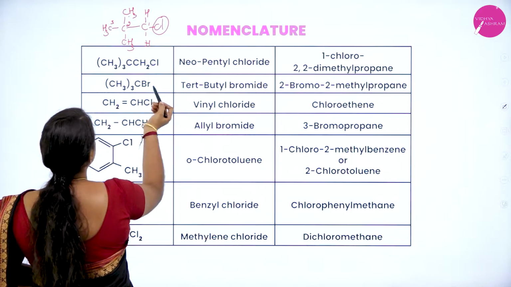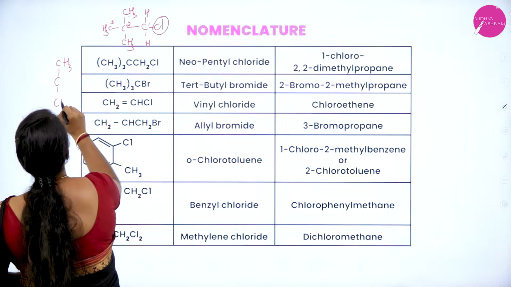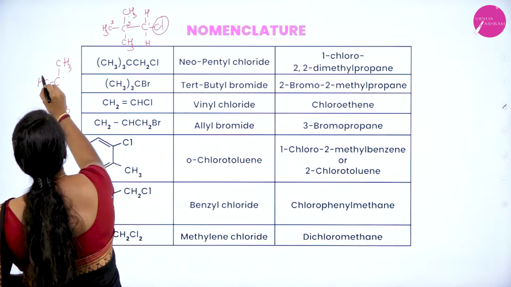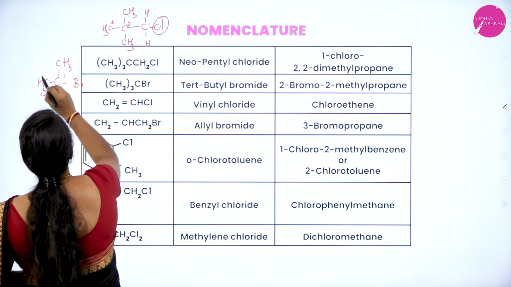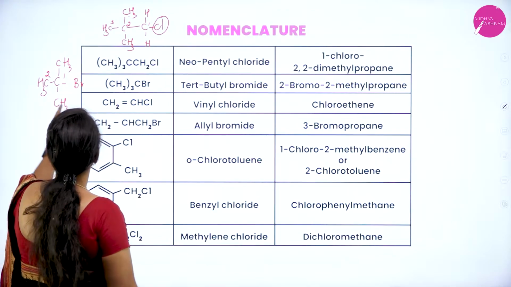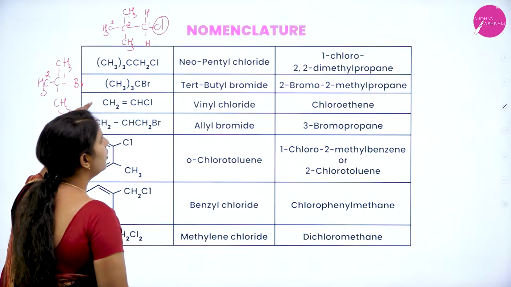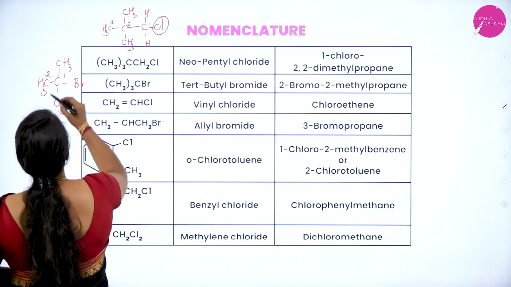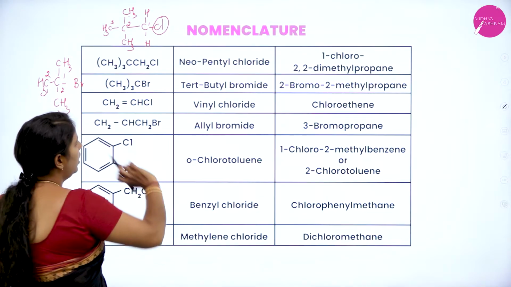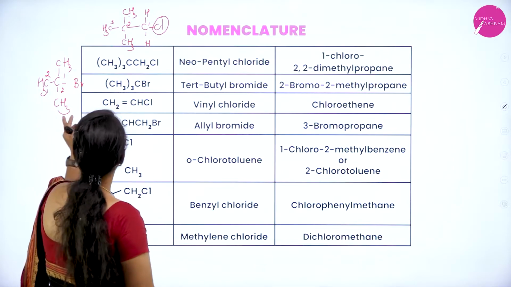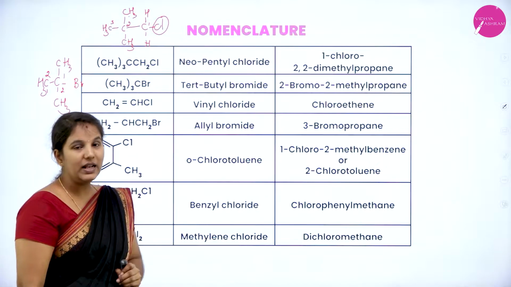CH3 3 times CBr, and you can write the structure as CH3 and CH3Br. Okay, this is the first and this is the second carbon atom. So it is 2-bromo, or you can say it is 1-bromo-2-methyl propane, or you can say it is 1 or 2. Okay, it is 2-bromo-2-methyl propane. Why is it 2-methyl propane? You can see that there are two substituent groups which have been attached.